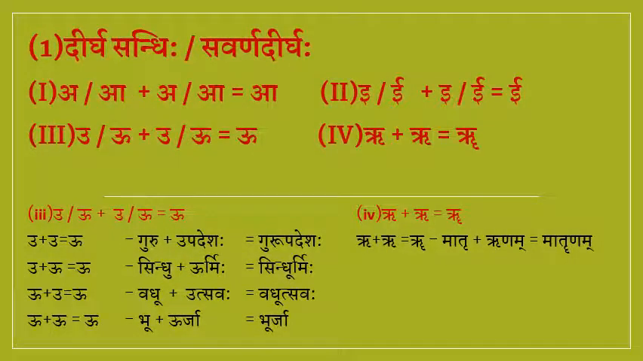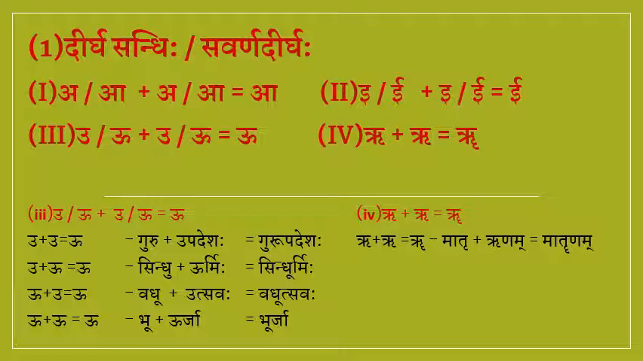Now we will see the u combination. Guru plus Upadeshaha, Gurupadeshaha; Sindhu plus Urmihi, Sindhurmihi; Vadu plus Utsavaha, Vadutsavaha; Bhu plus Urja, Bhurja. So it is a u combination. In between u and u, it finally changes into long u. It changes into the Dirgha form.